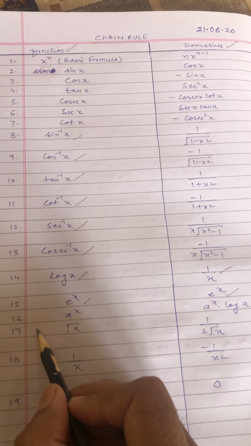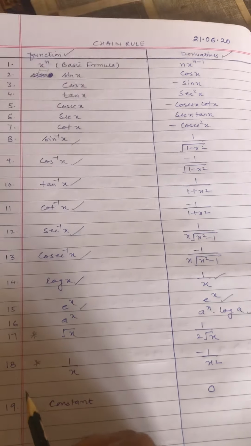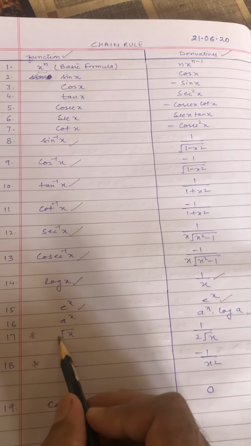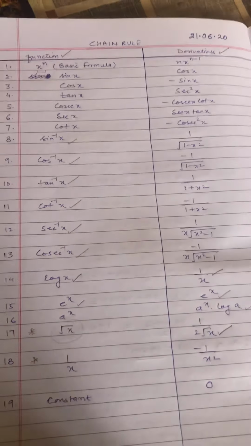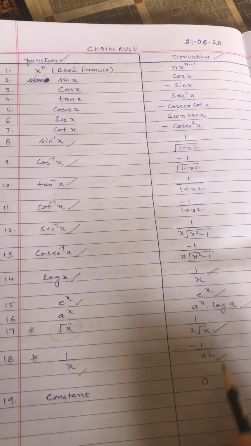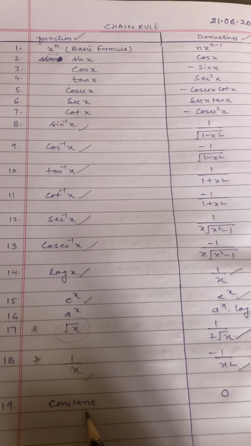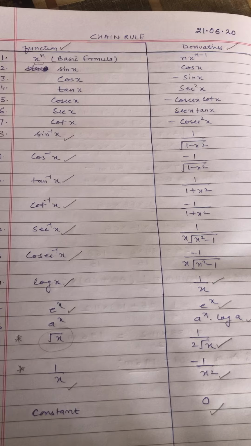Then two results you should learn because they are used very much in the exams. First is root x. Differentiation of root x is 1 by 2 root x. And differentiation of 1 upon x is minus 1 by x square. And differentiation of a constant term is always 0. So these are the results which you will note down in your copy.